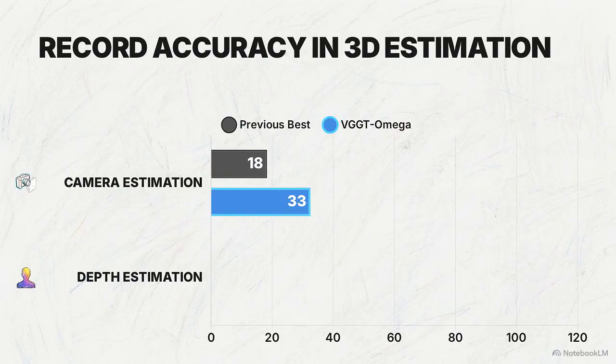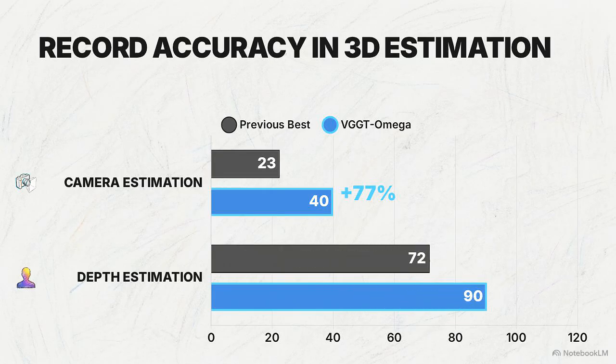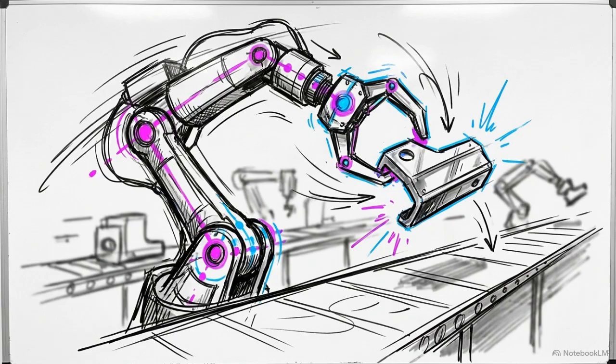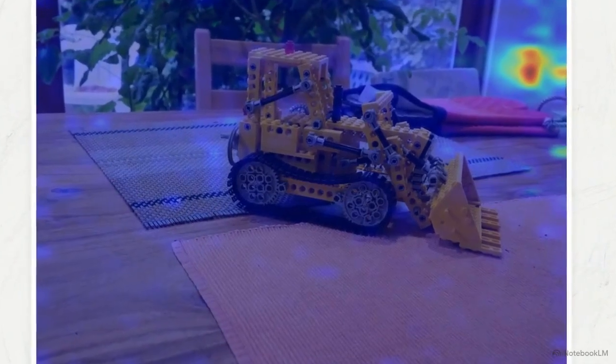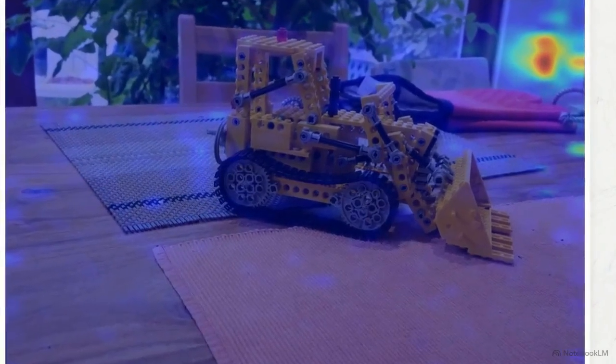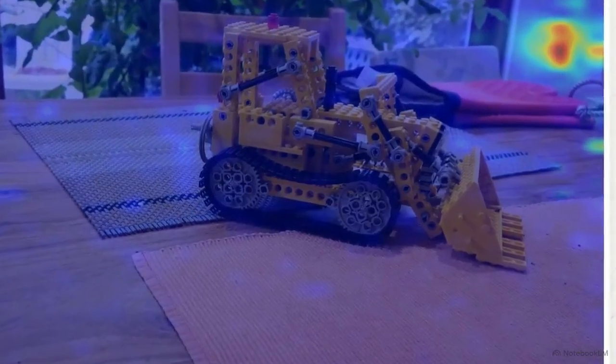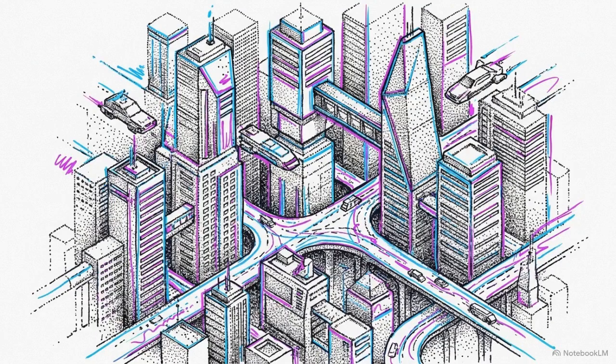VGGT-Ω improved over the previous best camera estimation accuracy by 77% and achieved a 26% jump in depth estimation accuracy. Crucially, as a single-pass feed-forward model, it processes information 50 times faster than optimization methods that get bogged down recalculating positions on moving targets. This attention heat map demonstrates the qualitative output. The model accurately locks on to complex geometries and isolates specific objects in a single pass. Feed-forward architecture natively learns global spatial understanding, outperforming traditional iterative SfM on dynamic scenes.